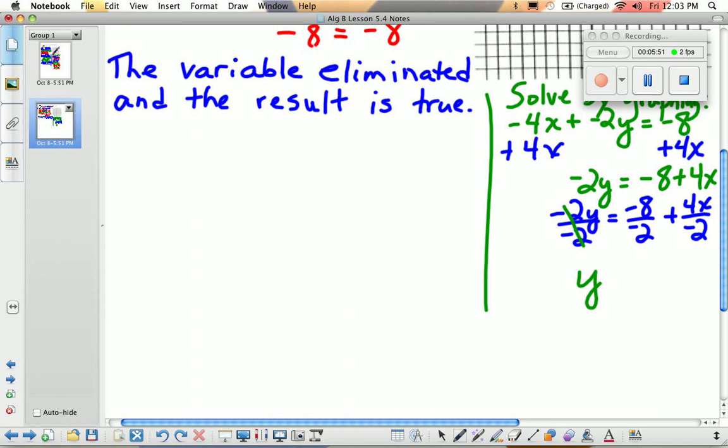Again, so we get y equals, what? What do we get? Y equals 8 divided by 2 is 4, and a negative divided by a negative is a positive, right? And how many x's do we have? Negative 2x?